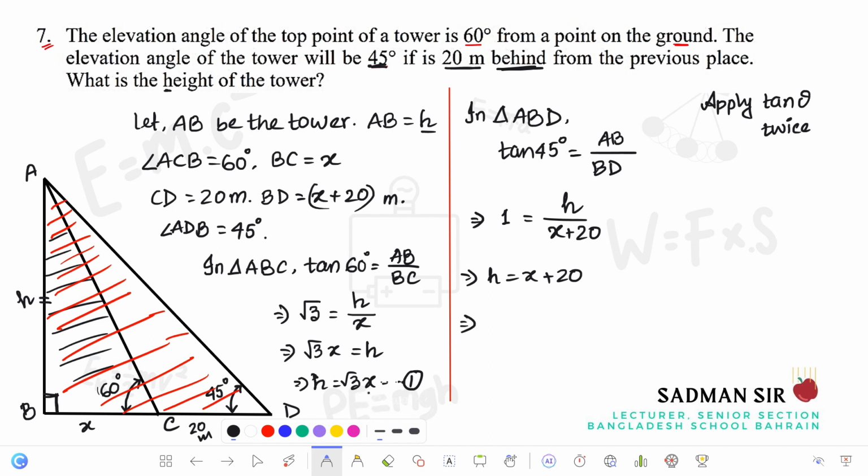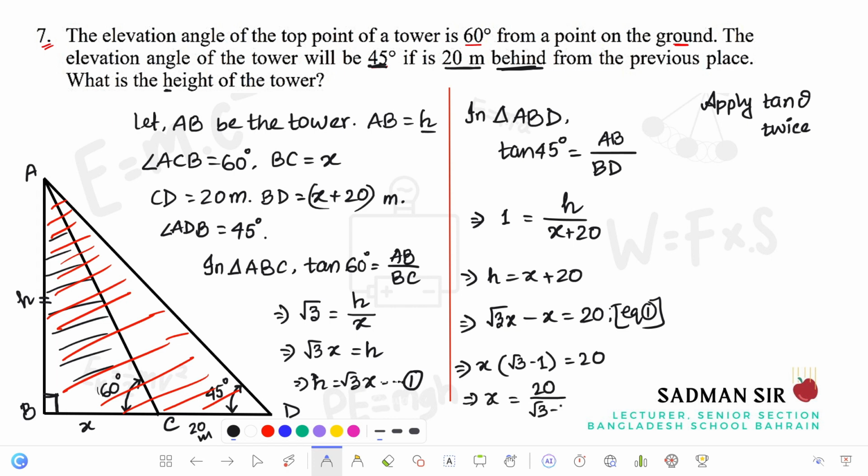Now H can be replaced by root 3 X from equation number 1. And this X is positive on the right hand side. If I bring it to the left hand side, it will be negative. And here you have to put the reference from where you got root 3 X. And remember, the root is over 3 only, X is out of it, so do not extend it on X. So now from here, if I take X common, then it will be root 3 minus 1 equal to 20, because I have taken X common. So X will be equal to 20 divided by root 3 minus 1.